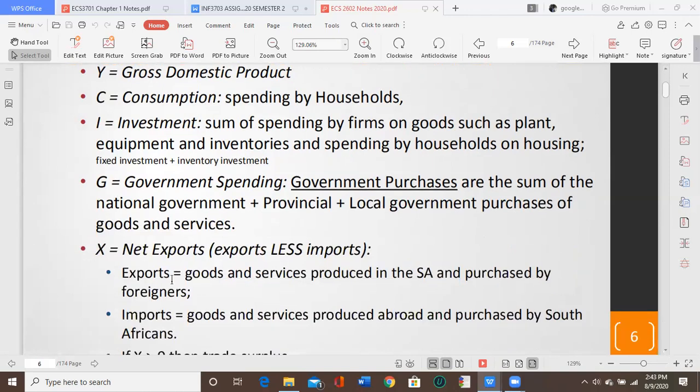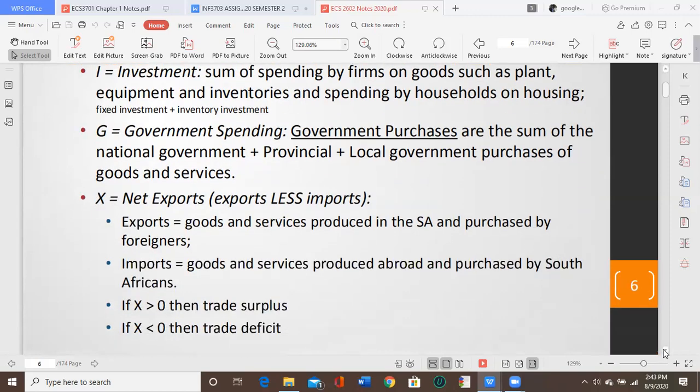I can see X is already shown as net exports. It's fine, but you can still simply say X minus M. That's okay.